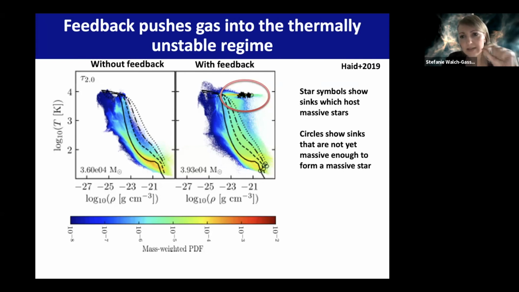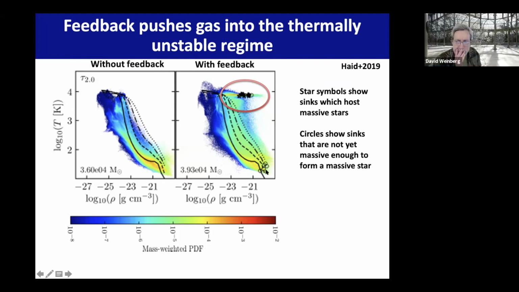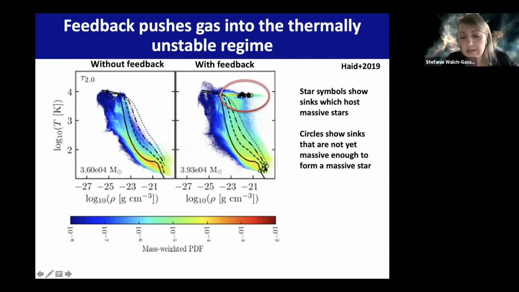Not all of the sink particles here have massive stars. There are also a few which could still be accreting, but have not so much mass and have not yet formed any massive stars. What is most interesting here is that there is a lot of gas in the thermally unstable regime. This is mostly gas at the borders of the H2 region, basically PDR gas, which is starting to cool down.